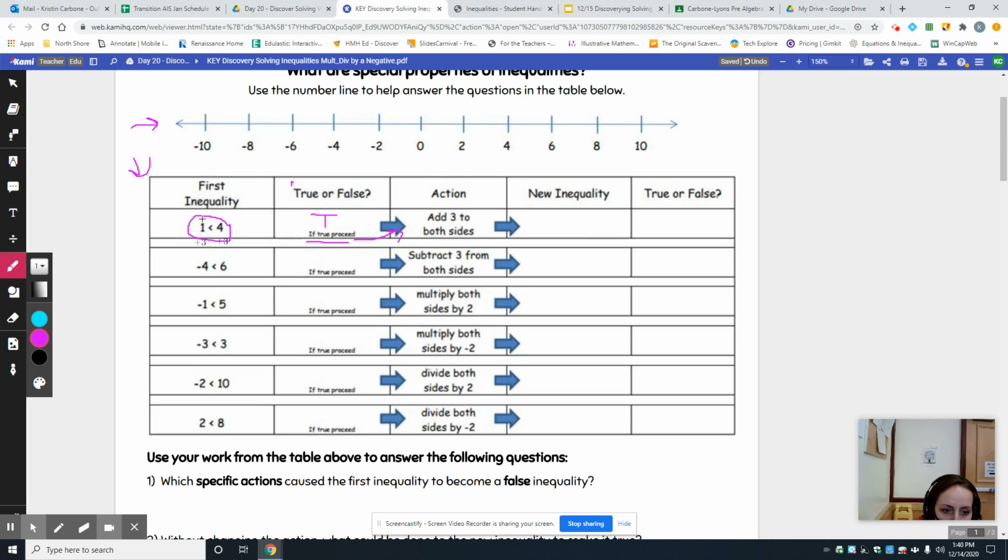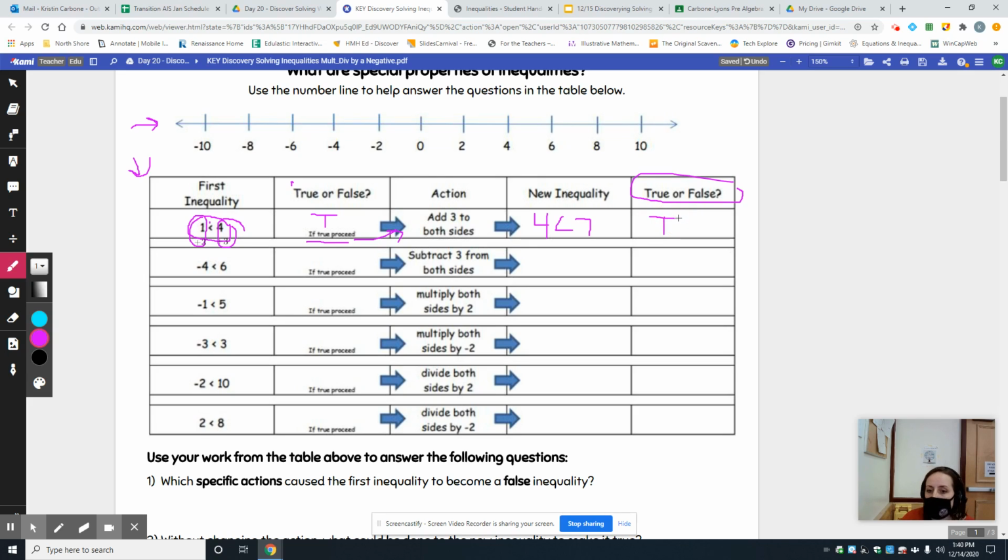The thing to know is that 1 plus 3 is 4. We're going to bring over our inequality symbol of less than, and 4 plus 3 is 7. Our new inequality is 4 is less than 7. You're then going to ask yourself, is this still true or false? Well, indeed, 4 is less than 7, so that is still true.